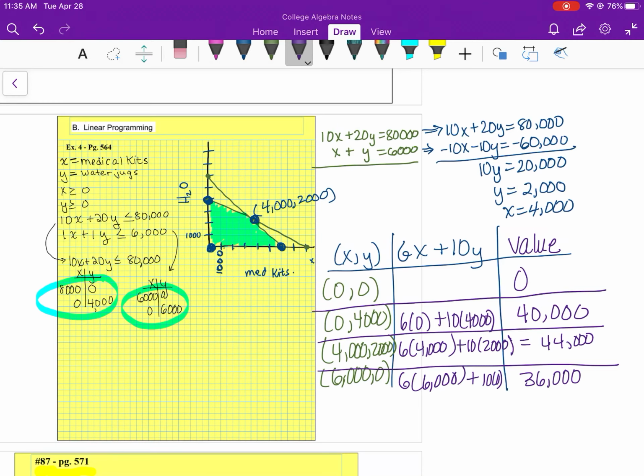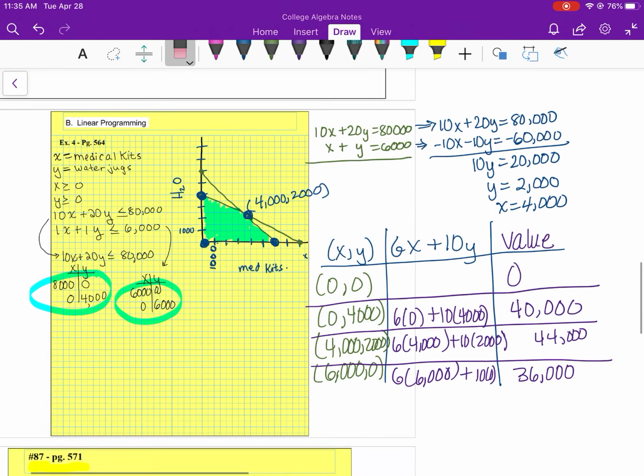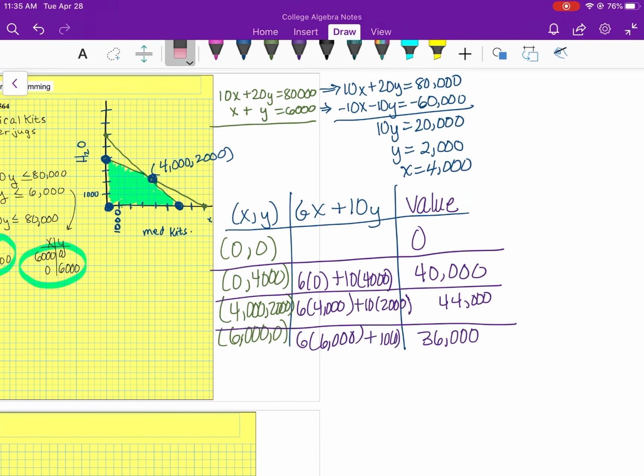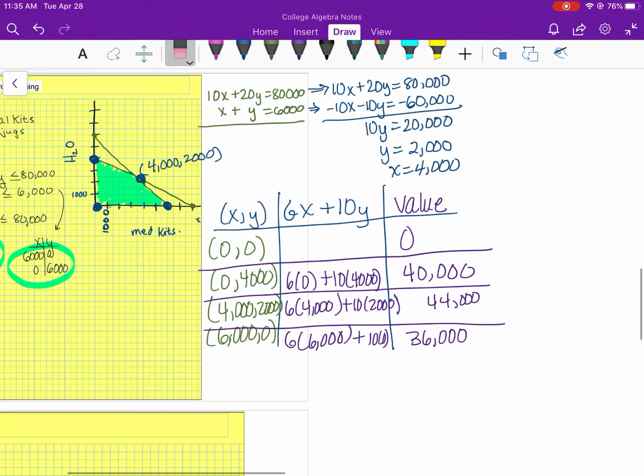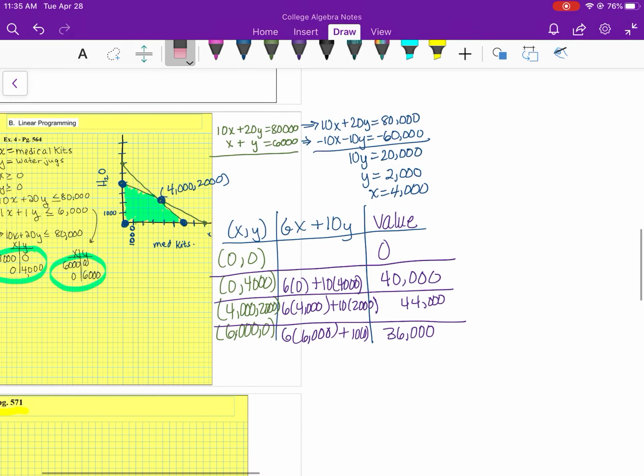So your goal is to help the most number of people. All right, so the questions were, how many of each should be sent to maximize the number of victims aided, and how many victims are going to be aided? So, okay, here we go. This is the solution to your question. 44,000 people.